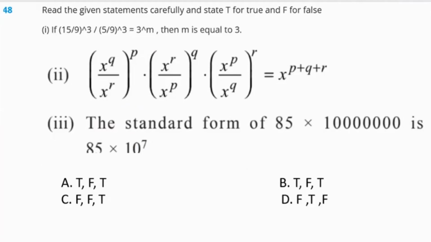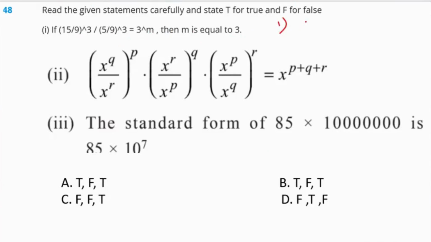Question 48. Read the statements carefully and state T for true and F for false. Okay, three statements are given here and we have to check whether these statements are true or false. So the first statement is given: if (15/9)^3 divided by (5/9)^3 is equal to 3 raised to m, then m is equal to 3. That we have to solve.